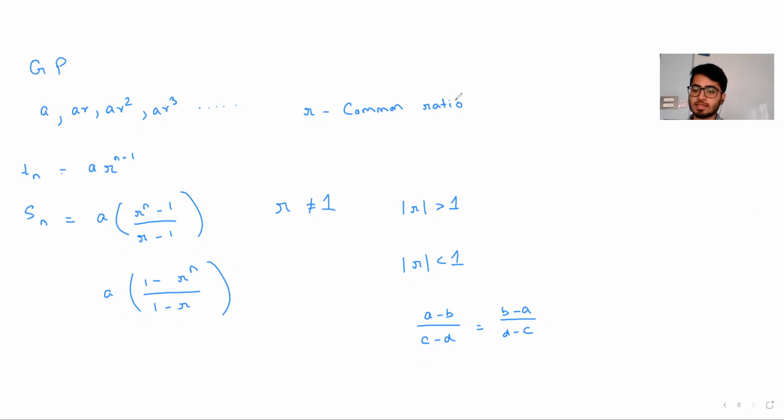Then we also have the sum of an infinite GP. Now this is a defined quantity only if mod r is less than 1. So S infinite is nothing but a by (1 minus r), and this only exists if mod r is less than 1. So this in words is the summation of an infinite GP. a is the first term, r is the common ratio, and again note that this is only defined if mod r is less than 1. So this is so far regarding geometric progression.